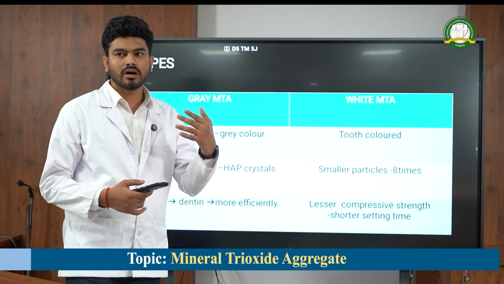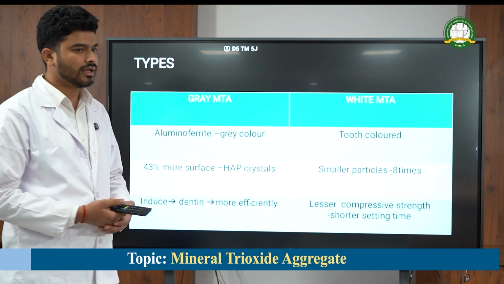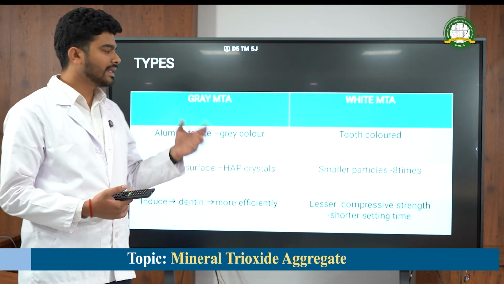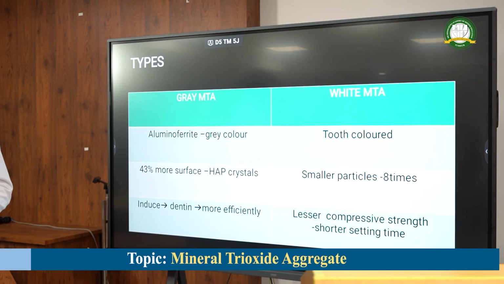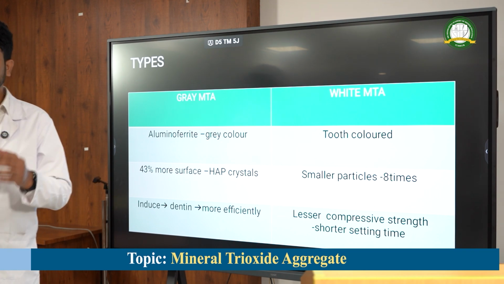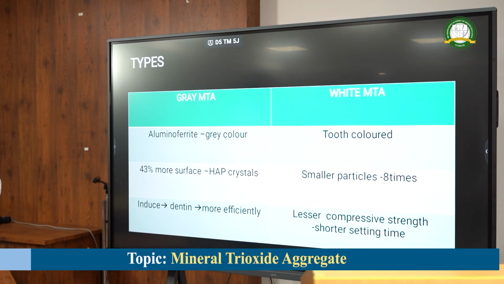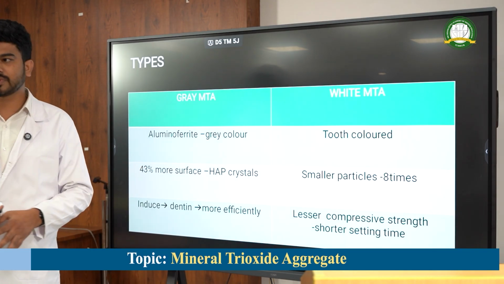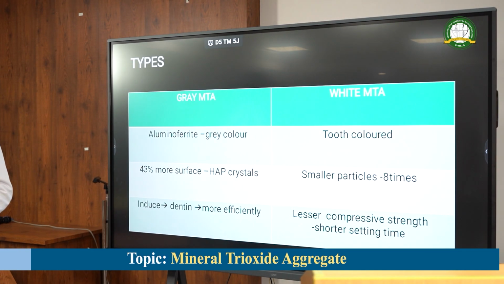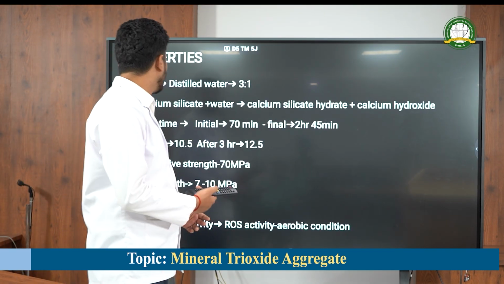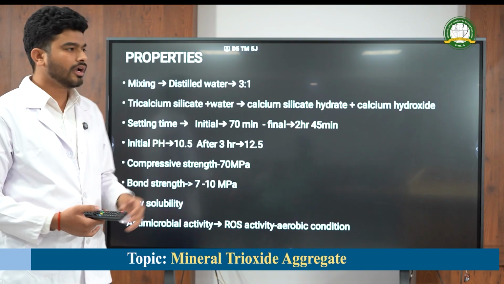So they introduced white MTA. It is a tooth-colored MTA, which mainly helps to restore anterior teeth. It contains smaller particles, about 8 times smaller than grey MTA. The main disadvantages are less compressive strength and shorter setting time.